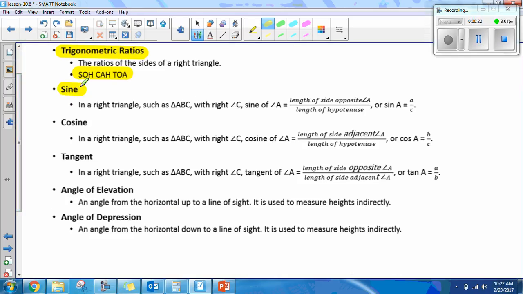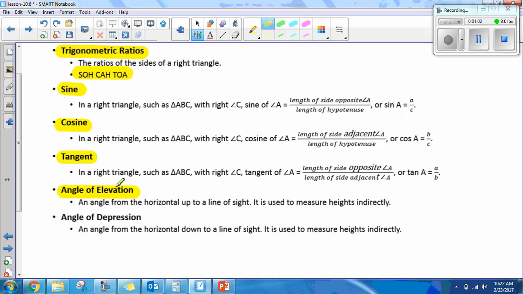Sine. In a right triangle such as triangle ABC with right angle C, the sine of angle A is equal to the length of the side opposite angle A over the length of the hypotenuse. Cosine. The cosine of angle A is equal to the length of the side adjacent to angle A over the length of the hypotenuse. Tangent. The tangent of angle A is equal to the length of the side opposite angle A over the length of the side adjacent to angle A.